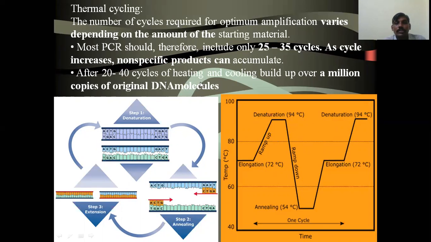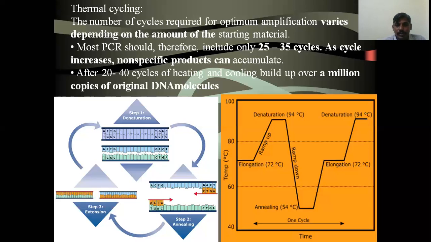After 20 to 40 cycles of heating and cooling, over a million copies of the original DNA molecules are built up. So thermal cycling means the PCR steps are continuously operated for 25 to 35 cycles. In each cycle, by the cooling and heating process, by decreasing and increasing the temperature, we are getting the final products.